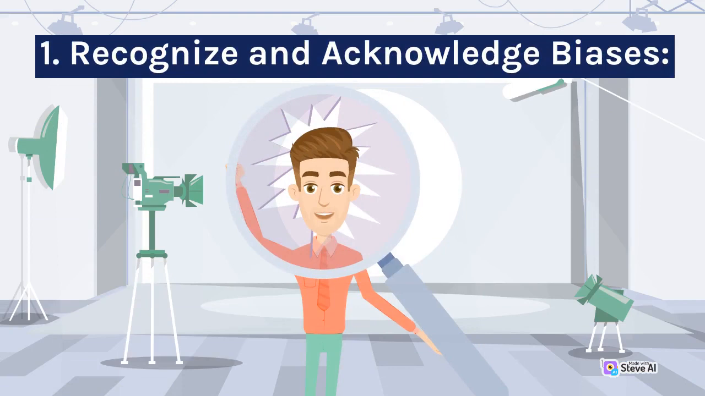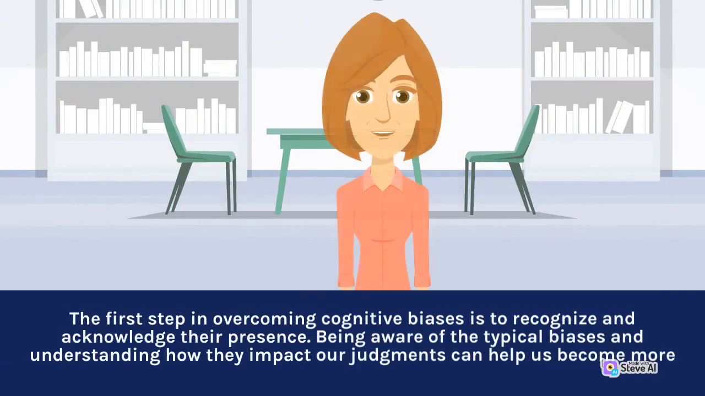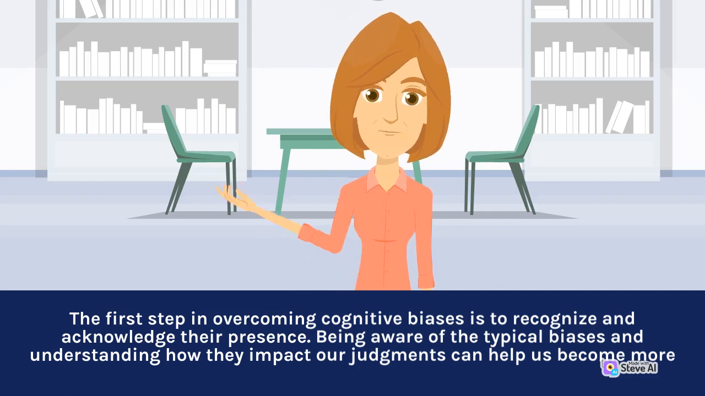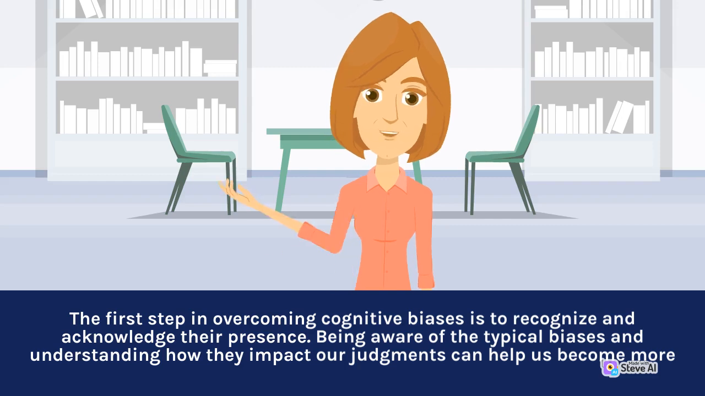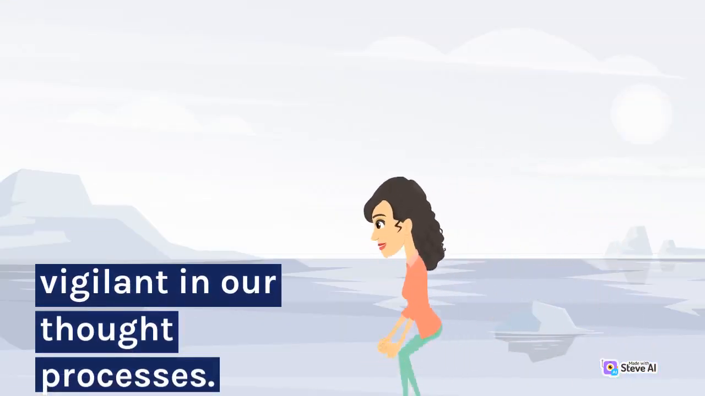1. Recognize and acknowledge biases. The first step in overcoming cognitive biases is to recognize and acknowledge their presence. Being aware of the typical biases and understanding how they impact our judgments can help us become more vigilant in our thought processes.